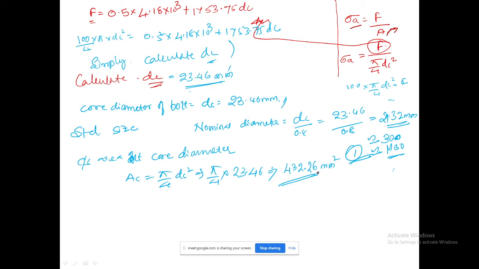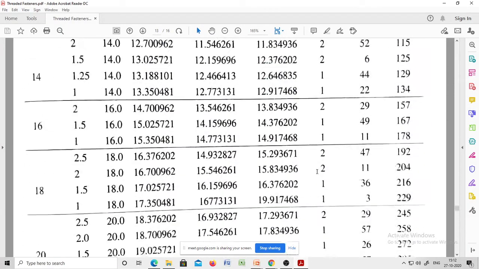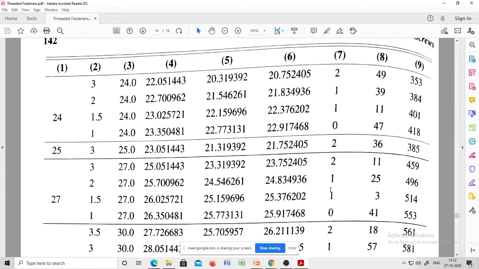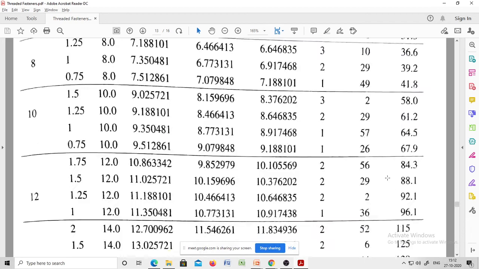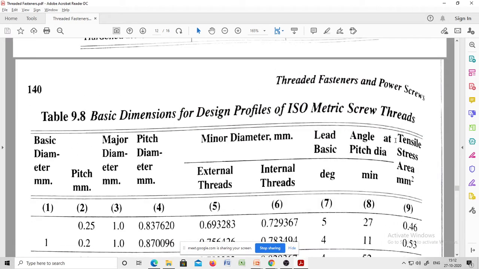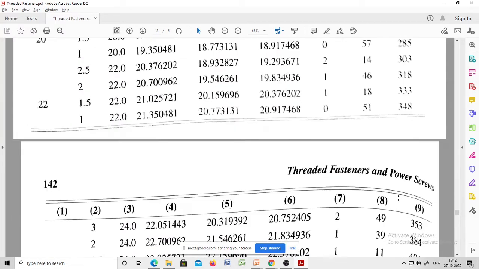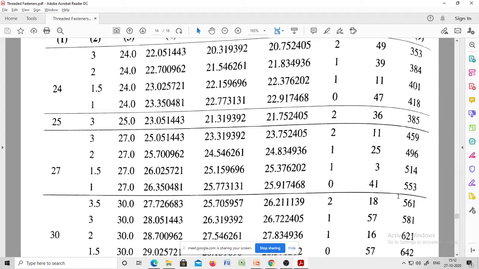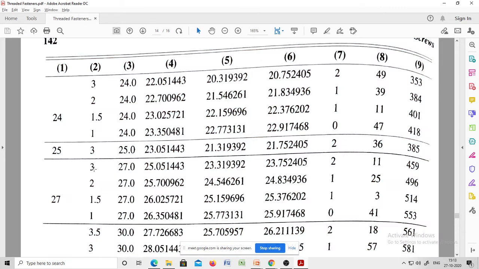Okay. Now let us find out based on the cross-sectional area here. 432. Now just look at the last column here. The last column is the tensile stress area. Now just refer to 432. In this case, 432 is not there. 459 is there. 459 is sufficient. It is sufficient for a nominal diameter of 27 mm with a 3 mm pitch.